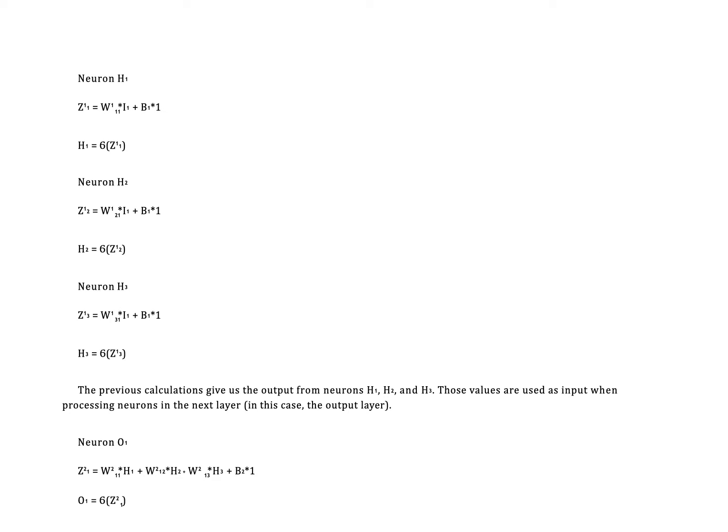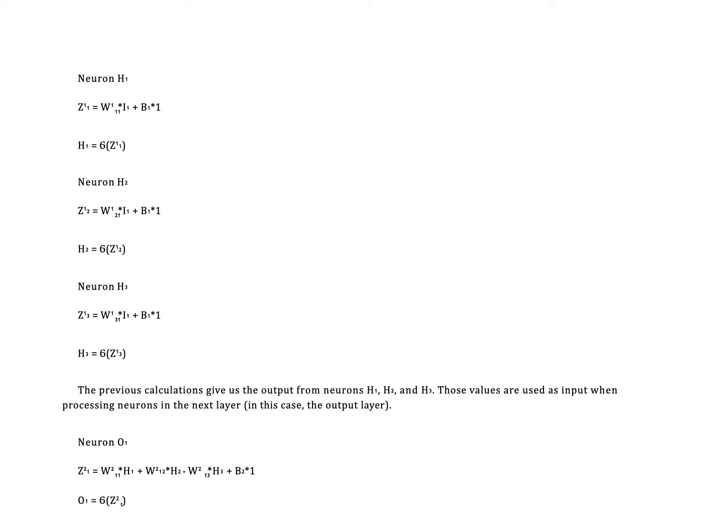Neuron H1: Z¹₁ = W¹₁₁ * I1 + B1 * 1, H1 = Z¹₁. Neuron H2: Z¹₂ = W¹₂₁ * I1 + B1 * 1, H2 = Z¹₂. Neuron H3: Z¹₃ = W¹₃₁ * I1 + B1 * 1, H3 = Z¹₃.